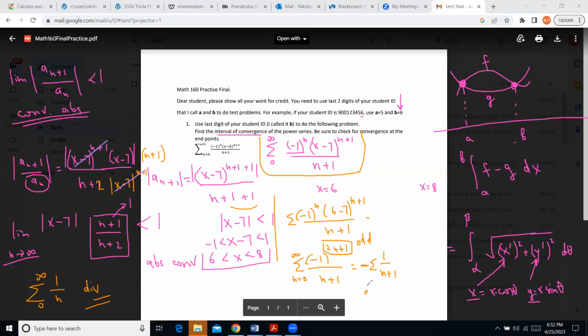And this is the divergent harmonic series. The name for this was harmonic. It doesn't matter if it's n or n plus 1. It's still the same thing. You can substitute instead of n plus 1, put k. And you can get 1 over k if you really want. But it's good enough to realize that this is divergent and harmonic.